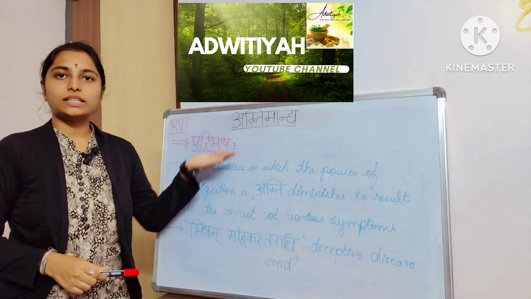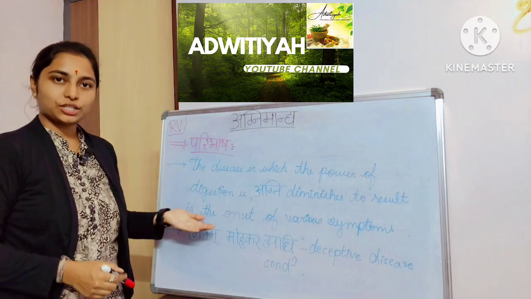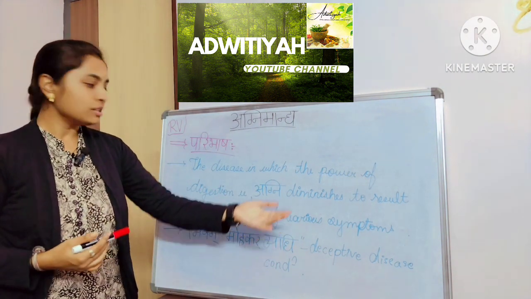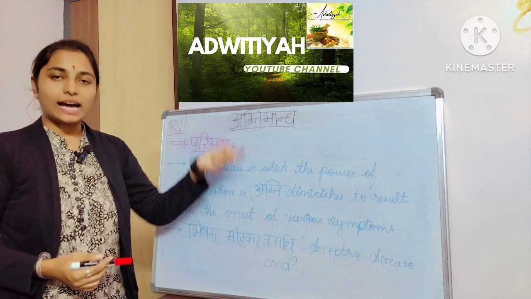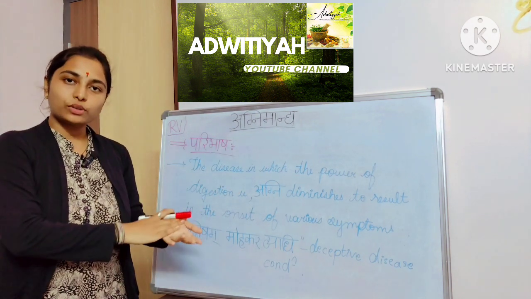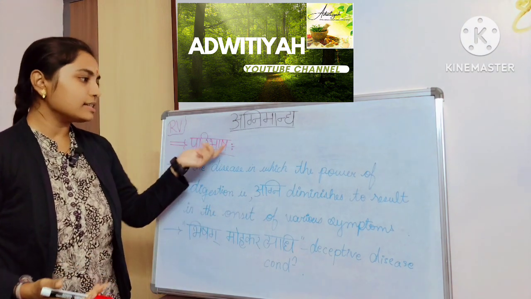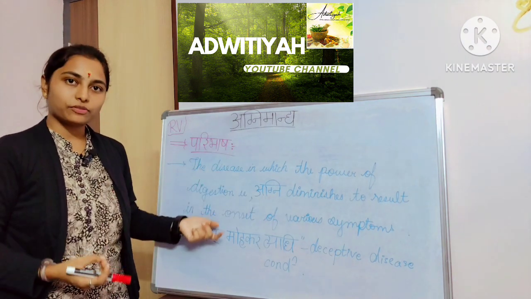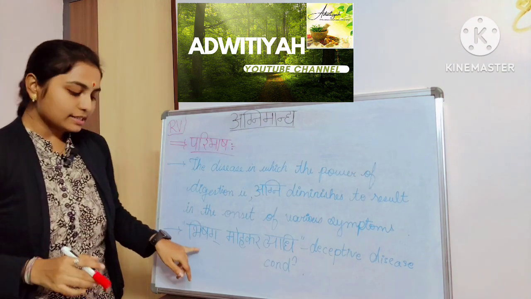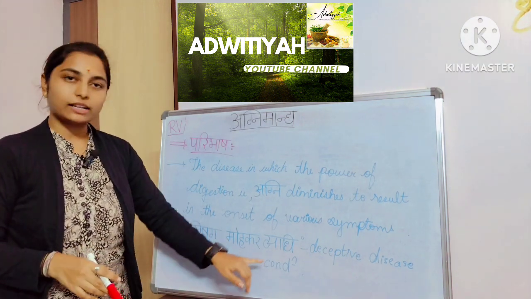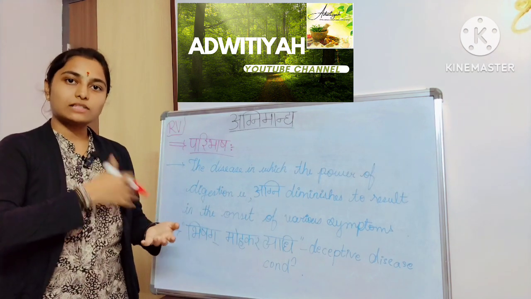Coming to the Paribhasha, that is the definition of Agnimandhya. The disease in which the power of digestion, that is the Agni, diminishes to result in the onset of various symptoms is called Agnimandhya. As I've said, this itself acts as a Purva Rupa for manifestation of so many diseases. So this is a condition in which the power of digestion, that is the Jataragni, diminishes. This disease is also called Bishak Moha Kara Vyadhi, meaning it is very difficult to diagnose as well as to treat.